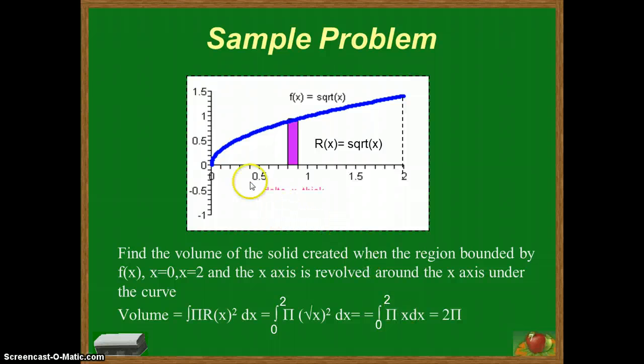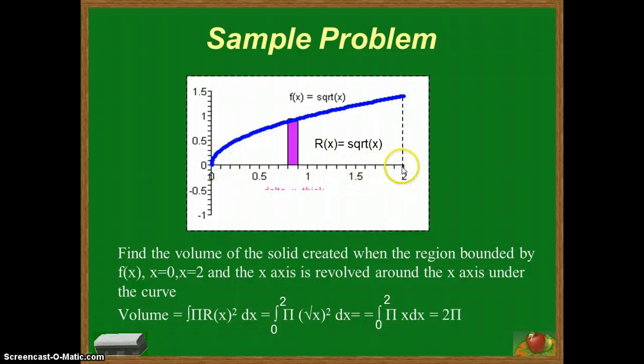Here's a sample problem. Our function is the square root of x, denoted by the blue line, and we're going from 0 to the line x equals 2. The problem is to find the volume of a solid created when this region bounded by f of x equals 0 is revolved. The line x equals 0 probably doesn't even need to be in there, because that's the y-axis and the curve actually meets it at the origin.